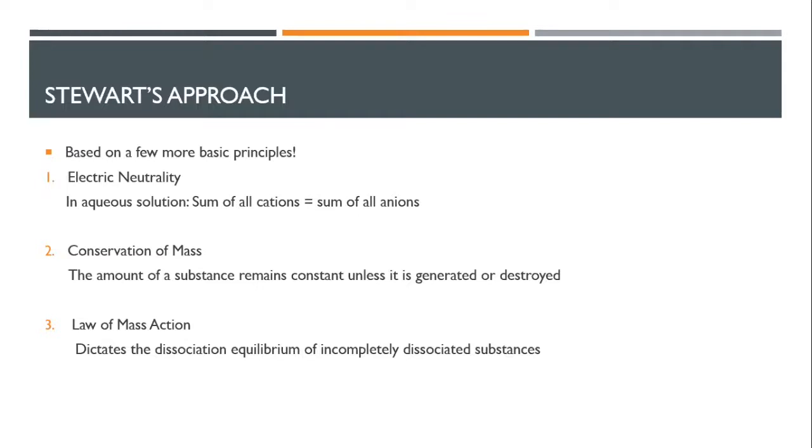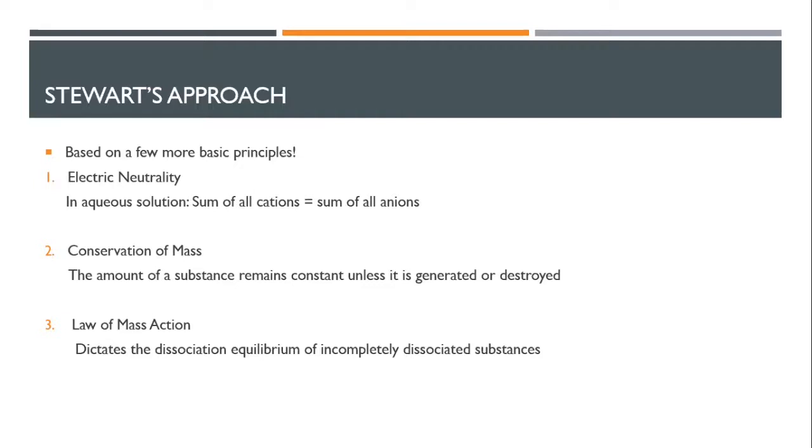So he based his whole theory on 3 principles, and he derived 6 equations, which we won't go through. They're very, very complex, and it's not really worthwhile knowing for the purposes of clinical acid-base interpretation. But it is interesting to know what he based his theories on. So the first one is electric neutrality.